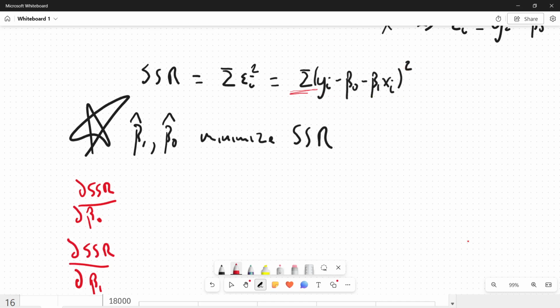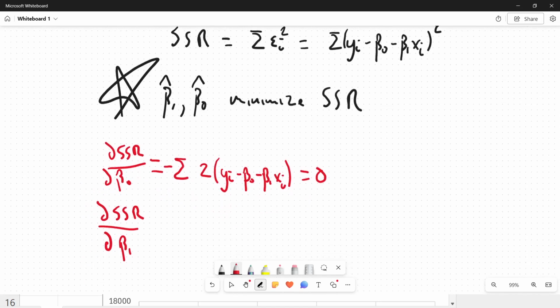So a couple of steps here. 2 goes down in front. Sum of all the 2 times parentheses yi minus beta 0 minus beta 1 xi, close the parentheses, and then multiply by the derivative of what was in the parentheses, which is the chain rule. That's just the derivative of this expression with respect to beta 0 is simply minus 1. So it is in fact negative the sum of 2 times all of those things. And the first order condition says that this has to be equal to 0.